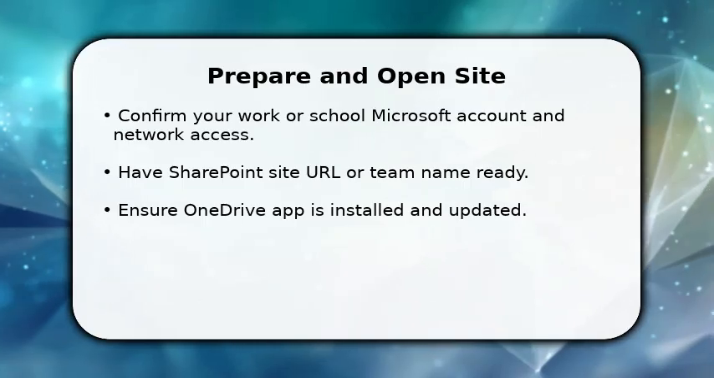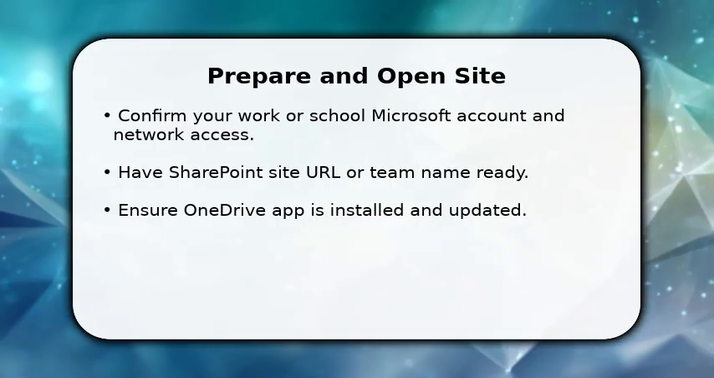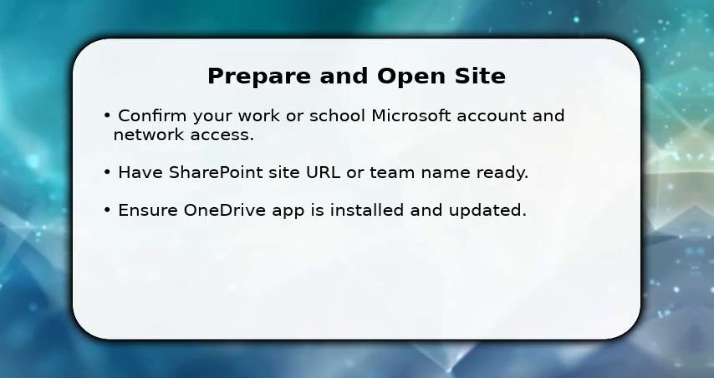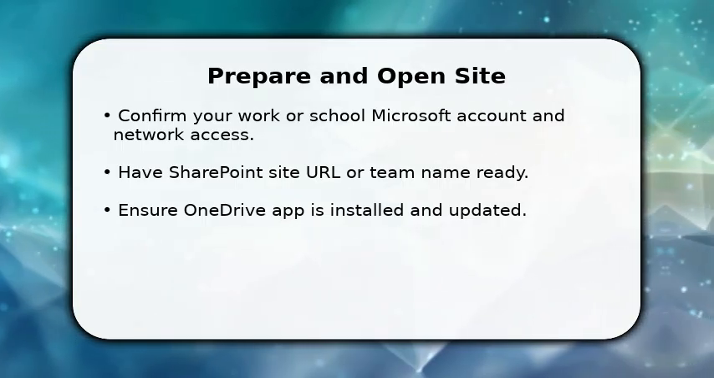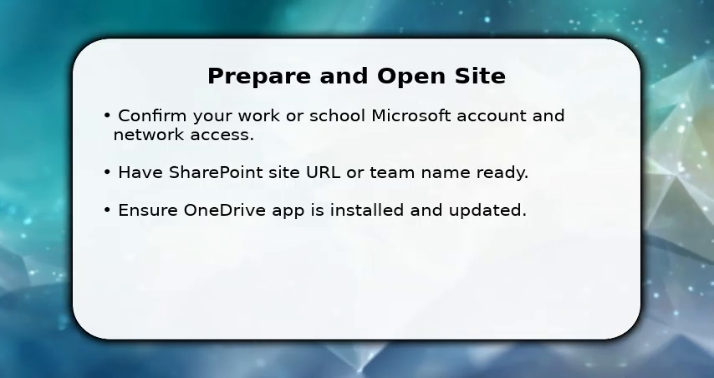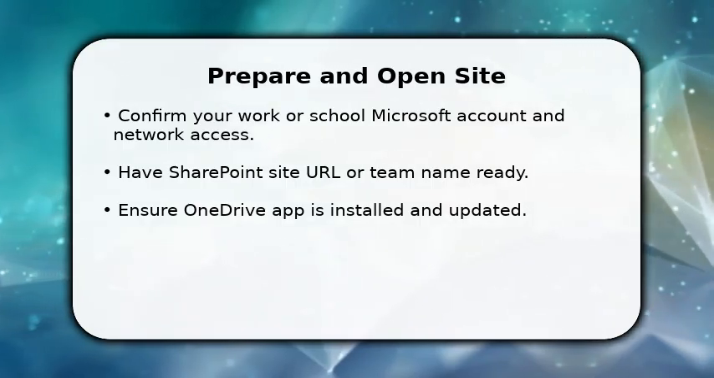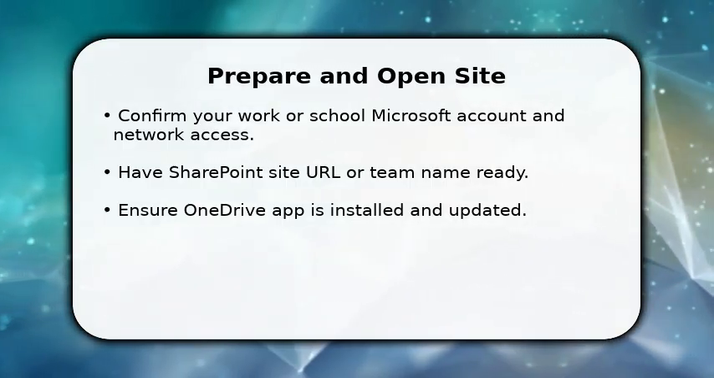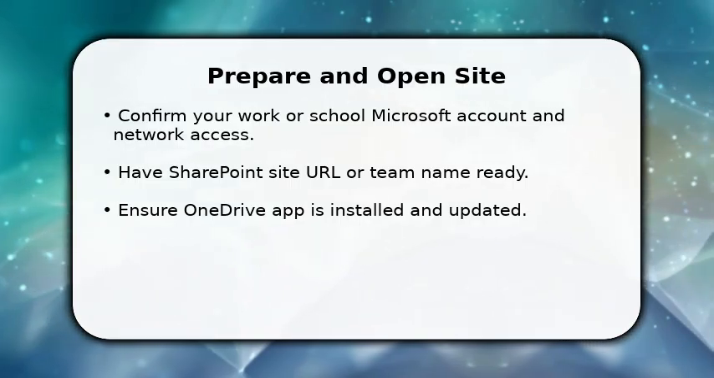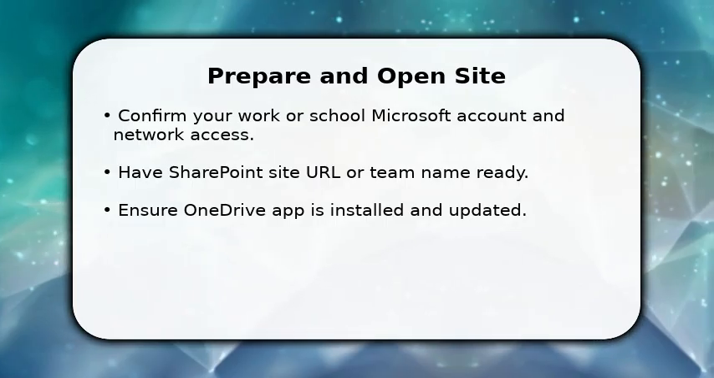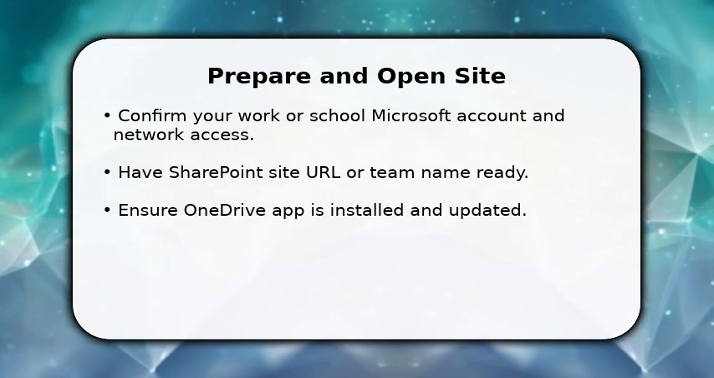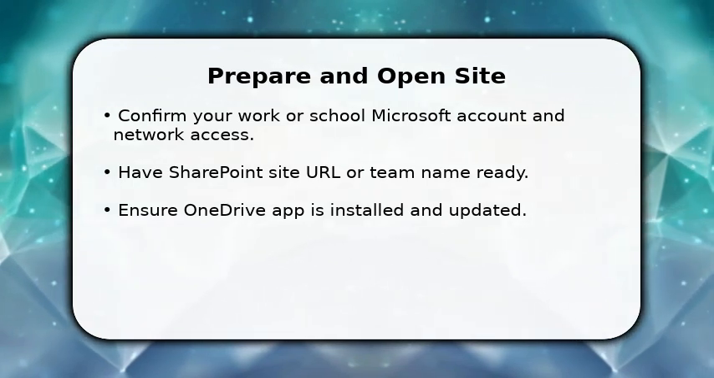You start by confirming you have a work or school Microsoft account and a stable network. Once done, open your browser and navigate to the SharePoint site URL or locate the team site in the Microsoft 365 app launcher. Make sure OneDrive for Windows is installed and up to date. This is how SharePoint folders will show in File Explorer. You're doing this because syncing makes desktop access seamless and gives you offline access when needed. So get the site open now.